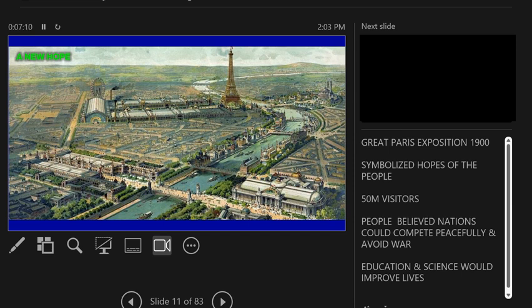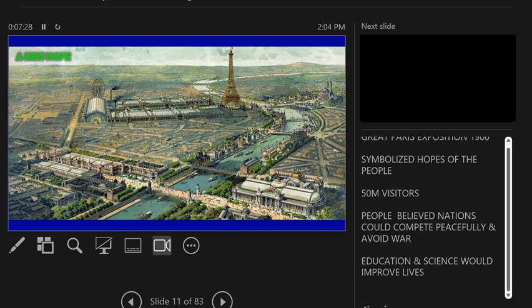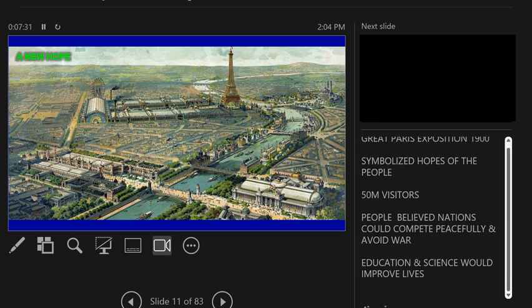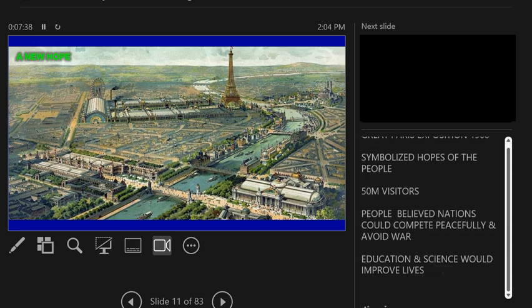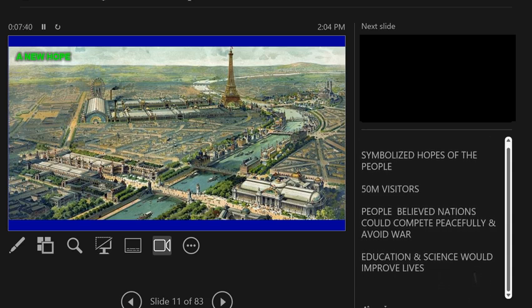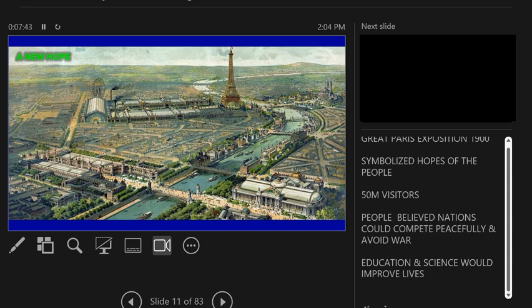There was a Great Paris Exposition in 1900. That's kind of like a state fair, but they're showing all the new inventions, and the new technology is on display. And the exposition symbolized the hopes of the people. There were 50 million visitors that attended the Paris Exposition in 1900. People believed that nations could compete peacefully and avoid war. They also believed that education and science would improve our lives.